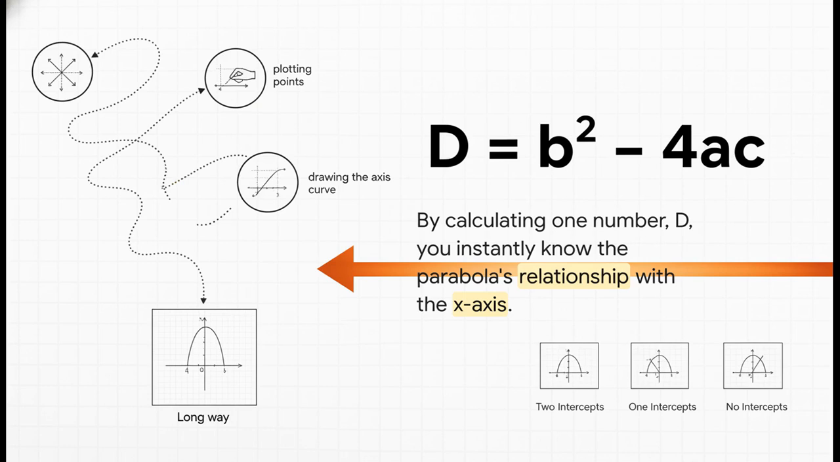And this is why it matters so much. It's an incredible shortcut. Instead of plotting a bunch of points and drawing a whole graph, you can calculate one number and instantly understand a critical feature of that graph's behavior. It's a perfect blend of algebraic power and geometric insight.